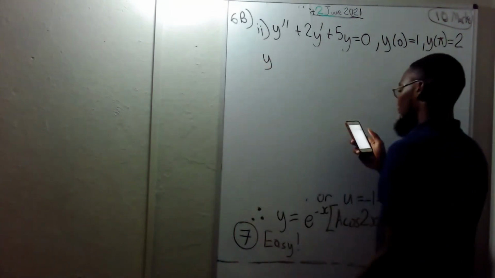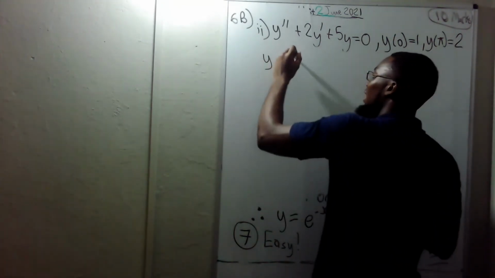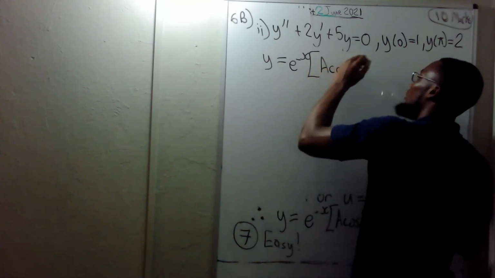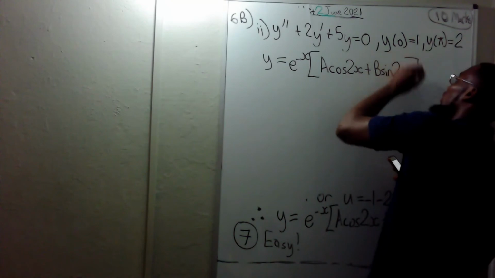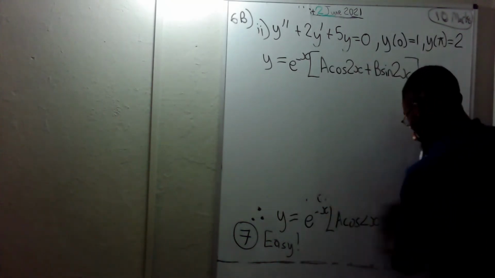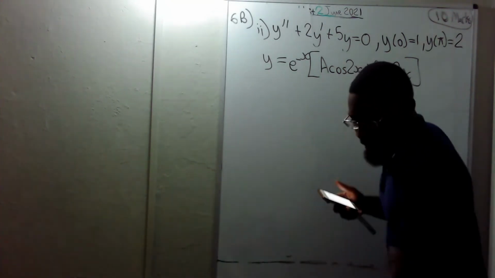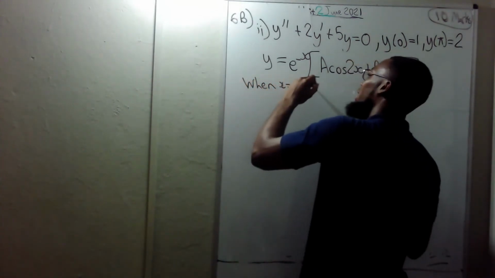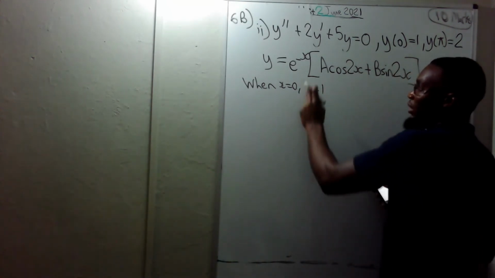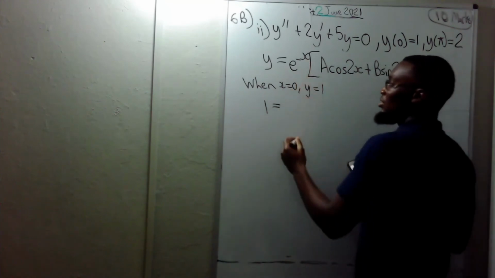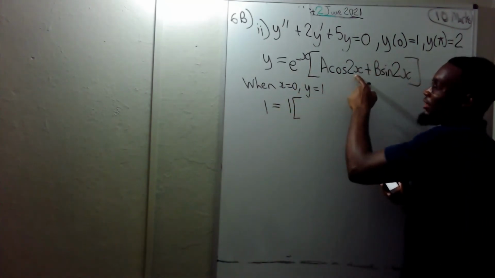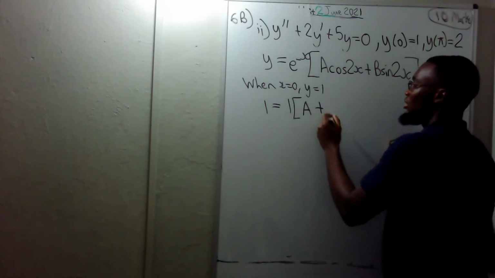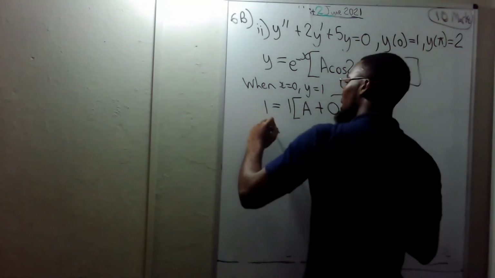So we have y, remember y is what we just found, e to the minus x in brackets a cos 2x plus b sine 2x. Now the only thing we're going to do is substitute in the values for x and y. So when x equals 0, y equals 1. That should give us a value for a or b. When x is 0, 1 is equal to e to the 0, which is 1, times the cos of 0, which is 1. So that leaves a, plus the sine of 0 is 0. So that's 0. And so that means that a equals 1.